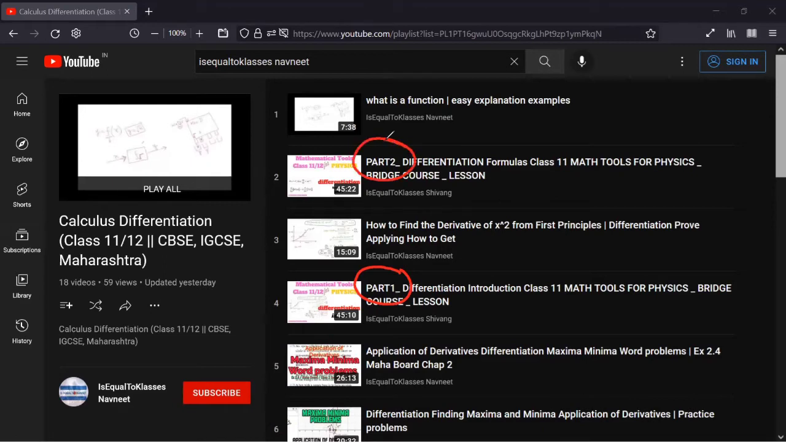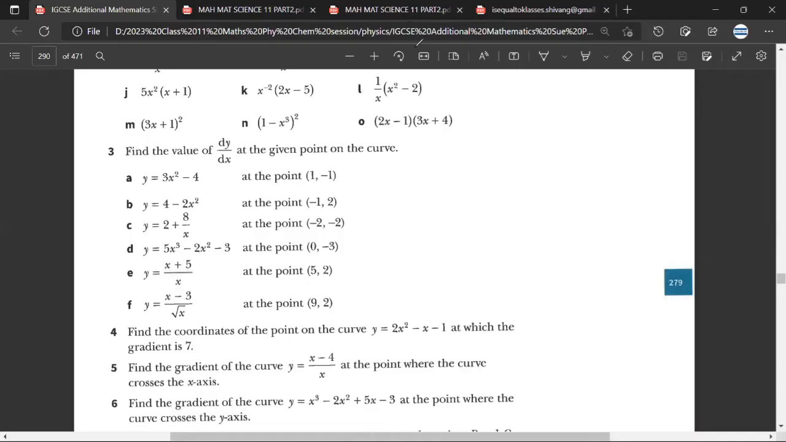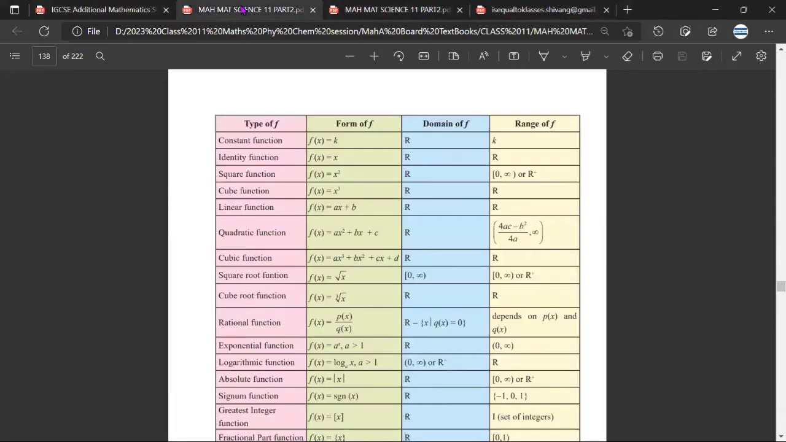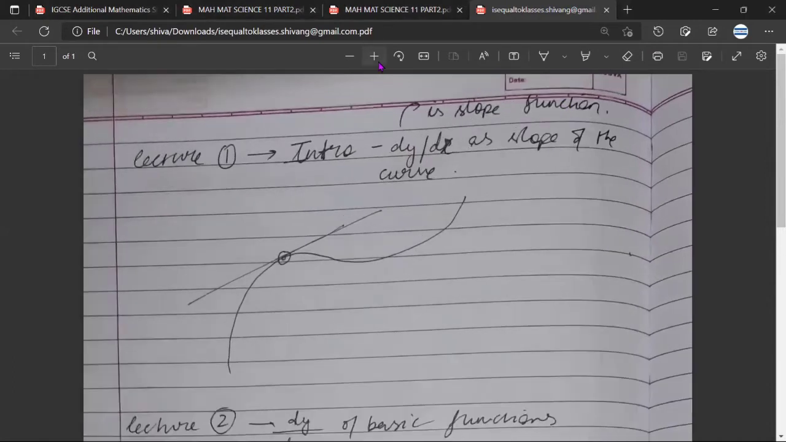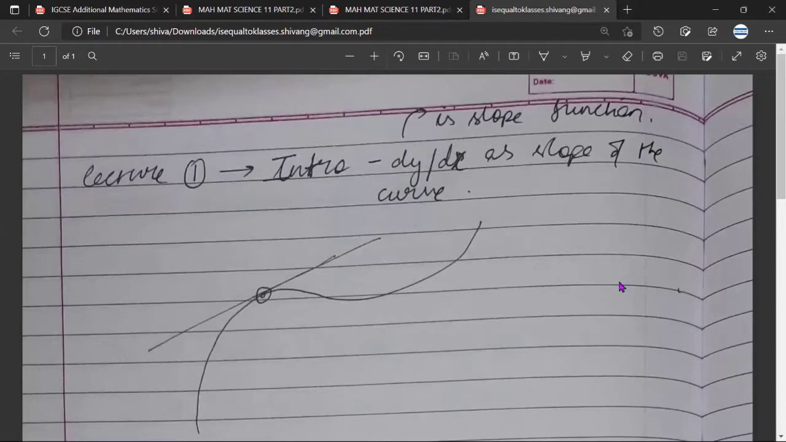No, sir. See, basically I'll just take 2 minutes and try to explain what we have done in part 1 and part 2. And what do we plan to do in part 3? In part 3, basically the theory is not much, but we'll be doing a lot of practice questions. So in lecture 1, what we studied was what is dy by dx. The gist of 50 minutes of lecture was that dy by dx is a function which will give us the slope at any point of a curve.